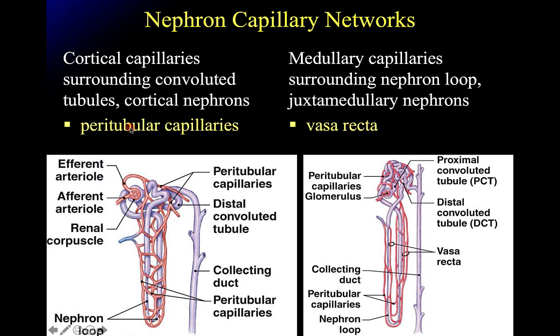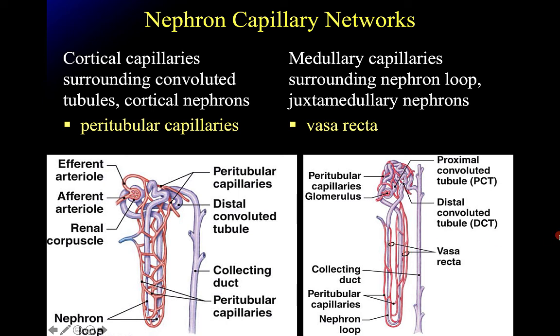So the peritubular capillaries are exactly what they sound like. They surround the tubules, and they surround the short nephron loops of these cortical nephrons. So these are cortical capillaries. They are paratubular because they surround the tubes. You can see paratubular capillaries surrounding the proximal and distal convoluted tubules of this juxtamedullary nephron here, but it has a different set of vessels surrounding its long nephron loop. We refer to these vessels as the vasa recta.